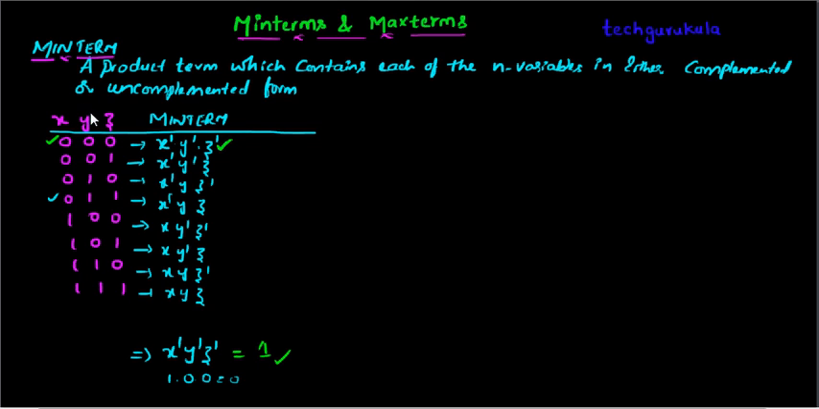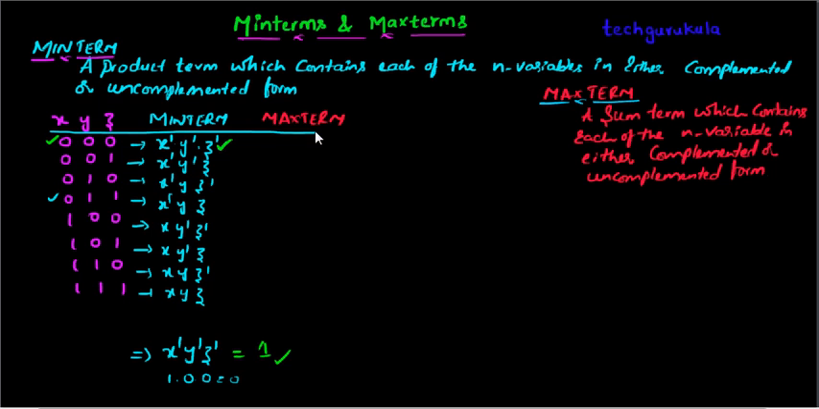We have taken a 3 variable combination here, but we can go further. Now as we have discussed minterms, let us see maxterms. Just like we gave a statement for minterms, let us give a statement for maxterms too. A maxterm is a sum term. In a minterm it was a product term, but for a maxterm it's a sum term which contains each of the n variables in either complemented or uncomplemented form. Let me write down the statement here for you.